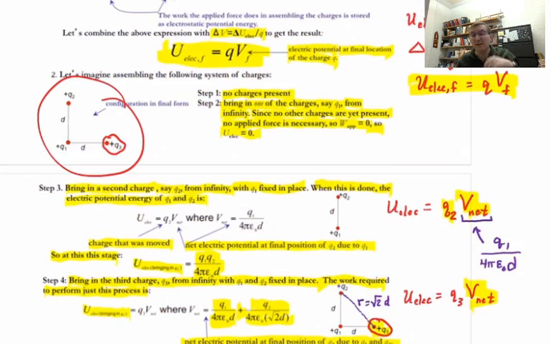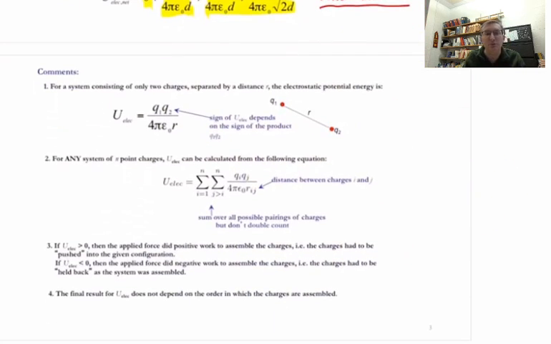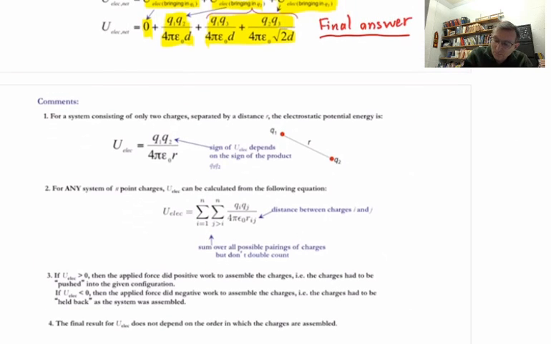Okay? Now, you can have all kinds of configurations with all kinds of charges. So you have to understand the process. You just use this process to get the total stored energy. Now, I do have some comments that might make it a little bit easier to appreciate this result. First comment.